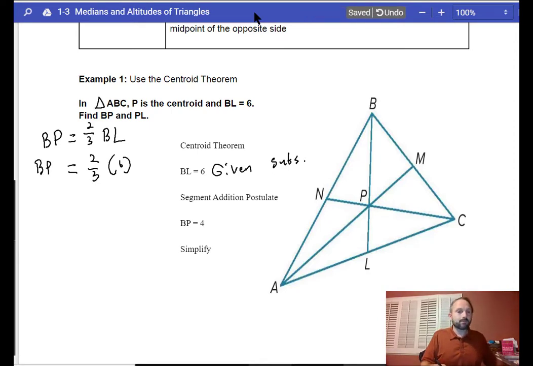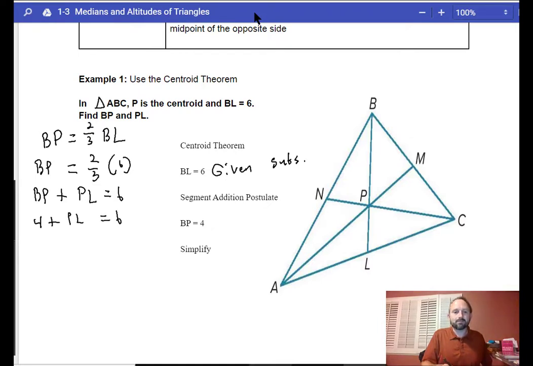All right, so from our segment addition postulate, we know that BP plus PL will equal 6. How do we know that? Well, because the whole thing is 6, so BP plus PL will equal BL, and BL equals 6. All right, well, BP is equal to 4. How do we know that? Well, 2/3 times 6. 6 times 2 is 12. 12 divided by 3 is 4. So 4 plus PL equals 6.